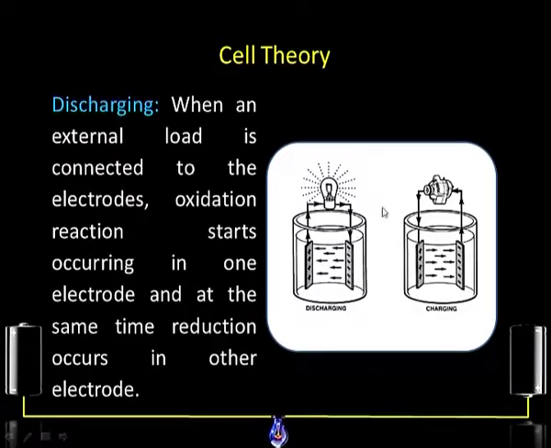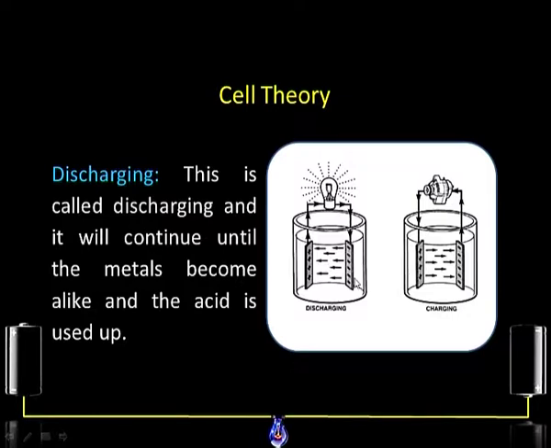Discharging: when any external load, like you can see a bulb in this diagram, is connected to the electrodes, these are two electrodes, an oxidation reaction starts occurring in one electrode and at the same time a reduction is occurring on the other electrode. As you can see in this diagram, on one plate oxidation is occurring as ions are going through it, and on the other electrode reduction is occurring, that is electrons are being given up from this electrode. And this will continue until the metals become alike and the acid, that is the electrolytic solution in the container, is used up. As you can see in this diagram, it is a diagram of charging. We will discuss it in the next slide.